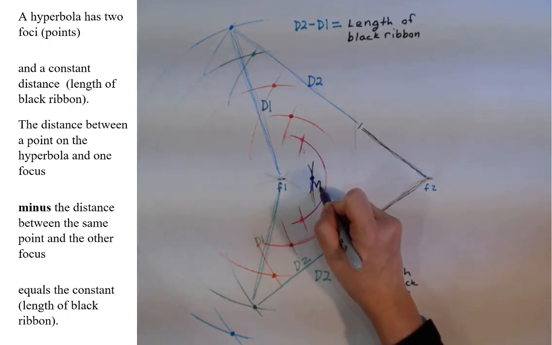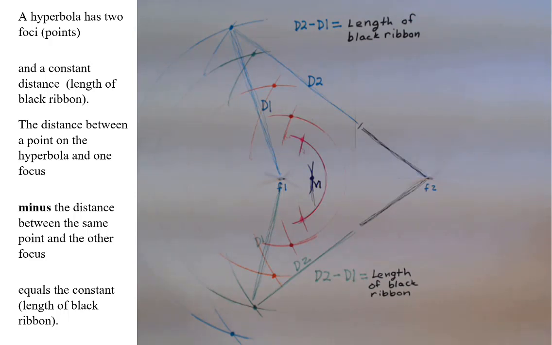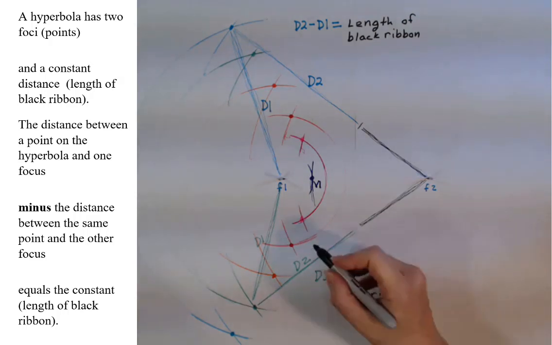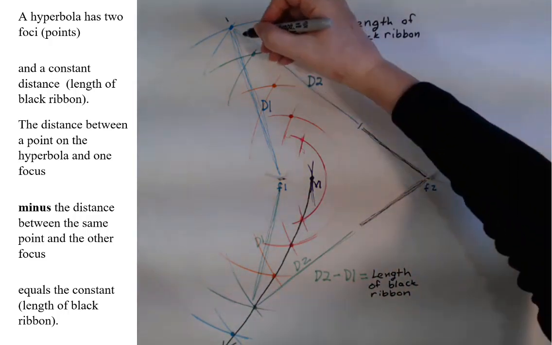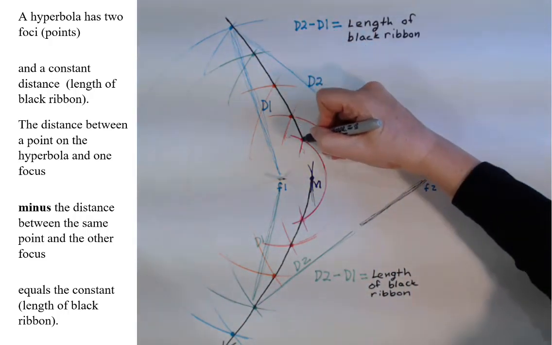This point is called a vertex. I'll call it V1 for vertex 1. We will have vertex 2 a little later. Now we run a curve through all of these points, and this curve is one branch of the hyperbola.